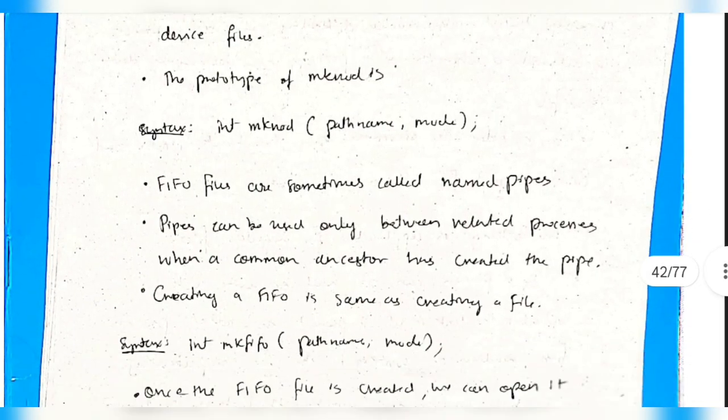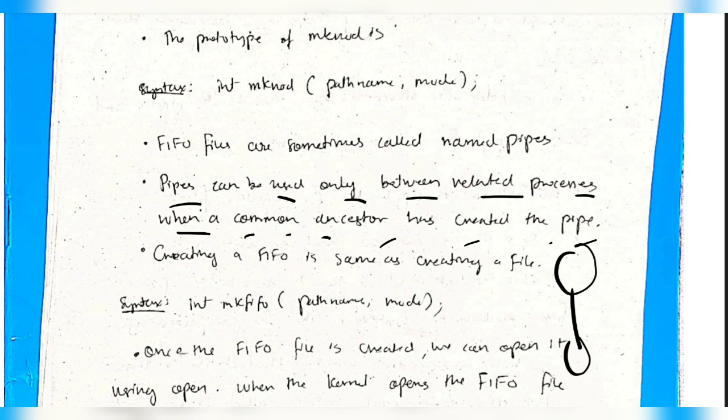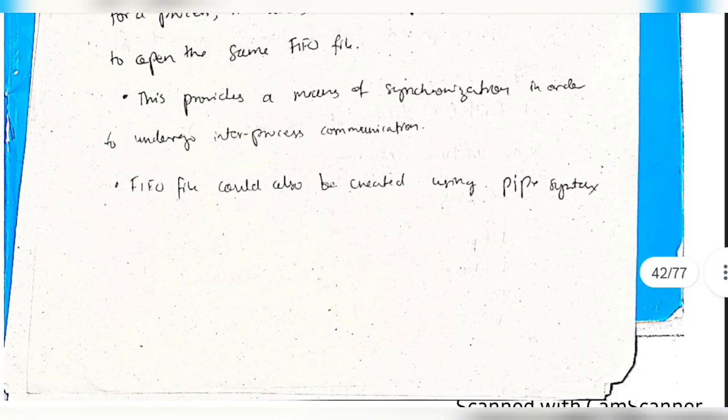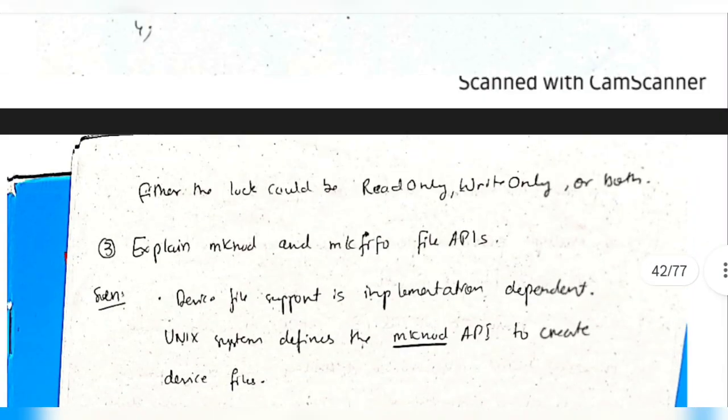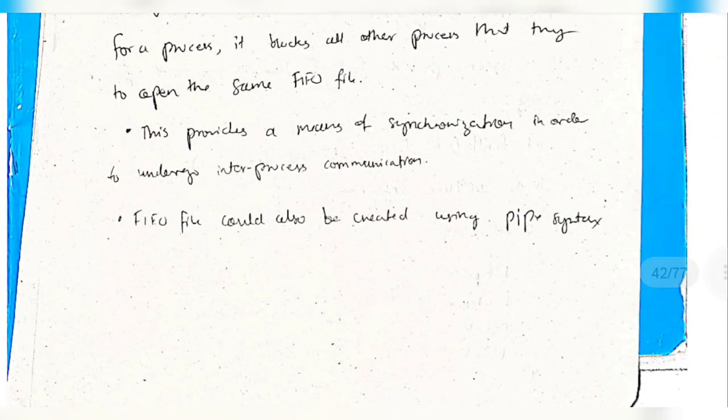meaning first in, first out. Pipes can be used only between related processes when a common ancestor has created the pipe. So a pipe can only be used in a parent-child relationship. It cannot be used between other unrelated functions or processes. That was about the FIFO file, and the syntax is mkfifo here. That's basically it about mknod and mkfifo. Mknod is used to store the device information, mkfifo is used to store the status information and the networking information and so on.